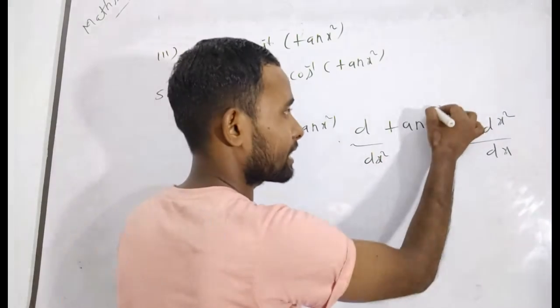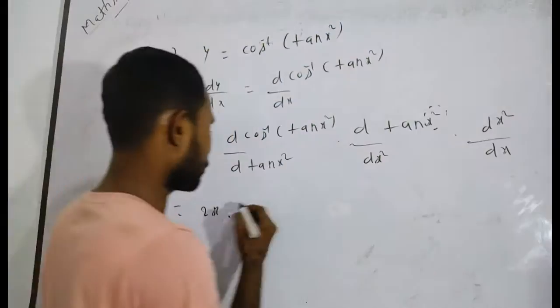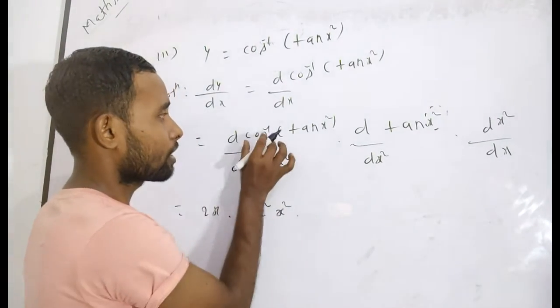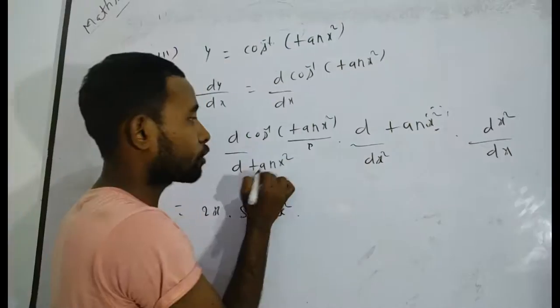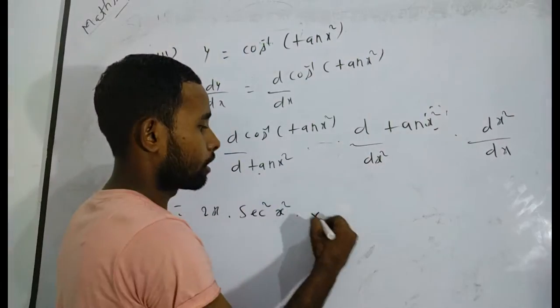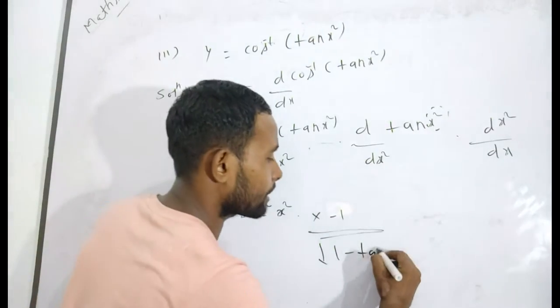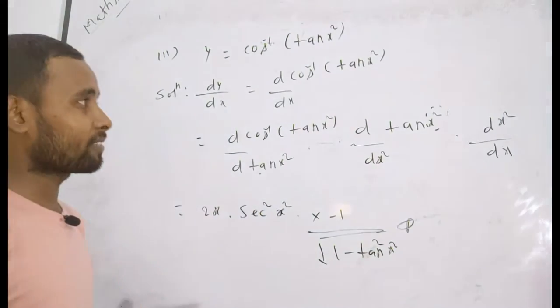The derivative of tan theta, this is theta. I want to write it directly in standard form. The derivative of tan theta with respect to theta will be sec square theta. The derivative of cos inverse p with respect to p will be minus 1 upon root under 1 minus p square. That means 10 square x square. I think you understand very well.